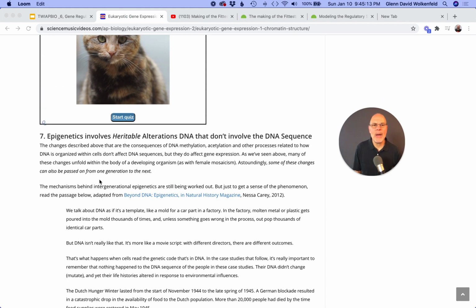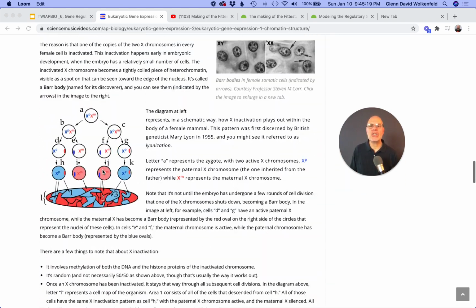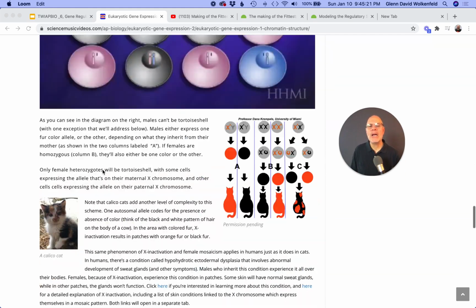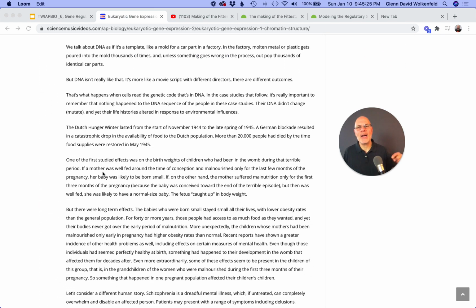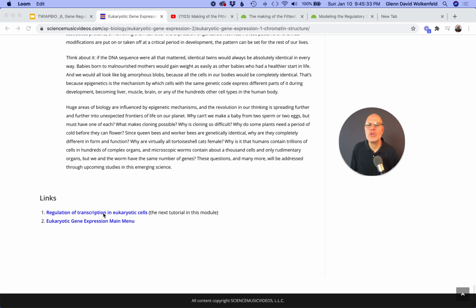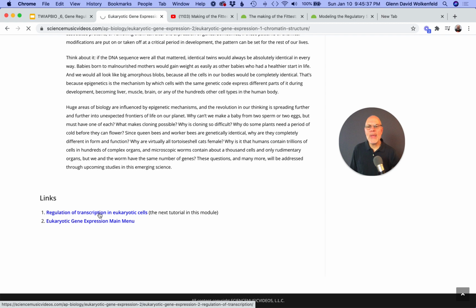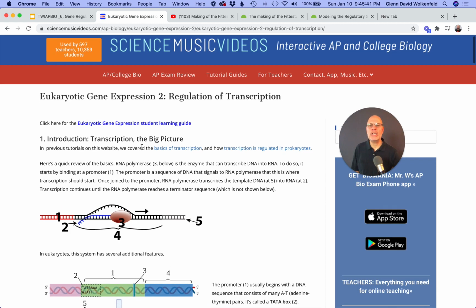Here's a reading about the other side of epigenetics. This is all epigenetics because this is all about modification of DNA. But another thing that's been recently discovered about epigenetics is about how these modifications can be transferred intergenerationally. So this is a story about the Dutch hunger winter. Amazing stuff. Your students will be amazed as mine were. That leads us to a tutorial about how transcription is regulated.